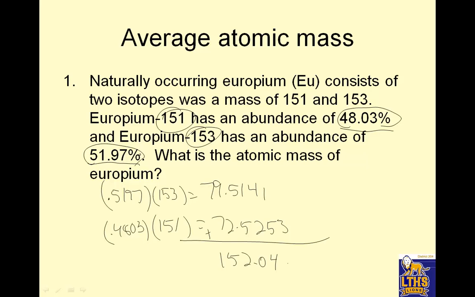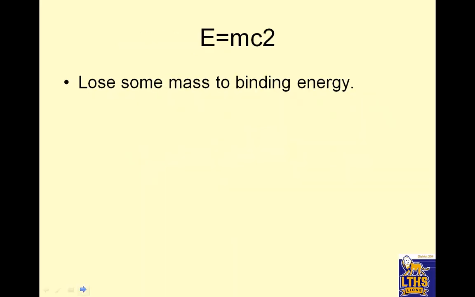So now AMU would be the units, or grams per mole. I don't divide by anything. It would be as if I said I have 48.03 and 51.97, and then I would divide it by 100, like 100%. But I just use the decimal form, and I think that's shorter.